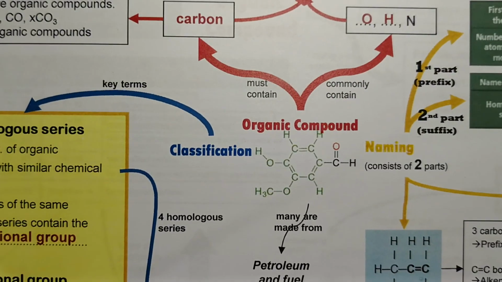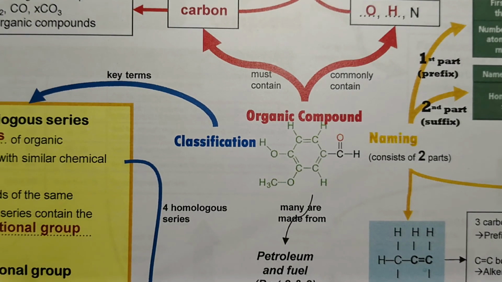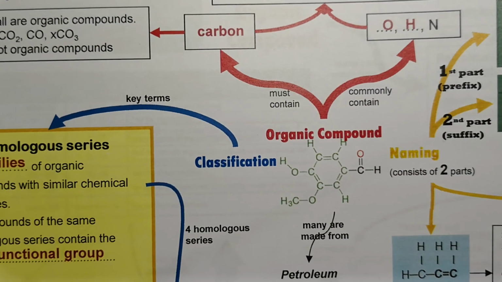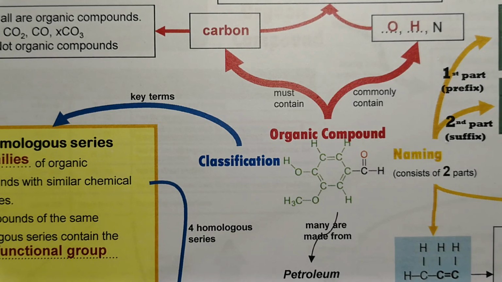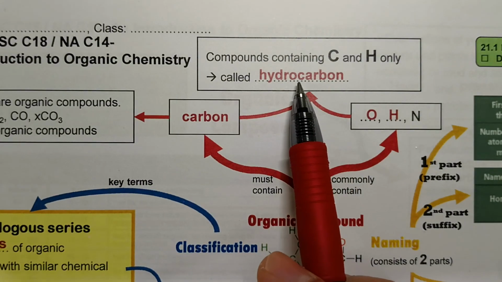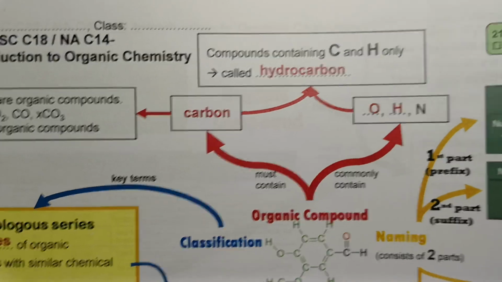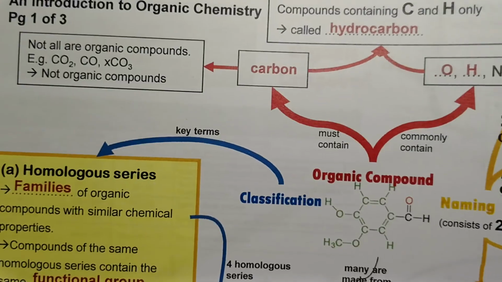Alright, so from this section, you just need to know that an organic compound must contain carbon, but not all carbon-containing compounds are organic compounds. And also, hydrocarbon means that the compound must contain hydrogen and carbon only. An example would be CH4, methane.